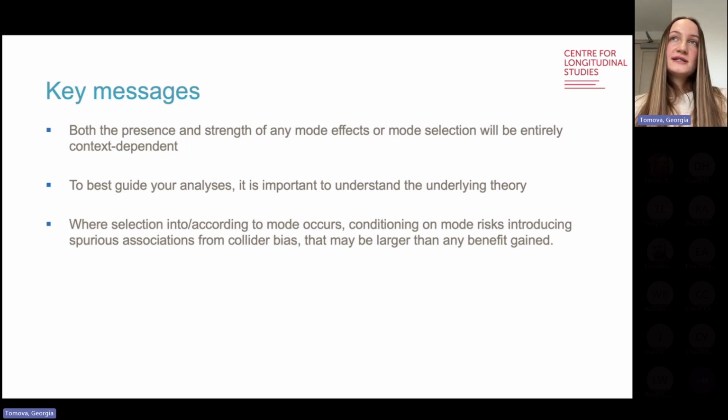And whenever selection into or according to mode, any sort of selection process that's related to mode, occurs, we saw how conditioning on mode, or statistical adjustment or stratification, risks introducing spurious associations from collider bias. And sometimes this can be so strong that it might be larger than any benefit gained from reducing the variation in the measured variables.